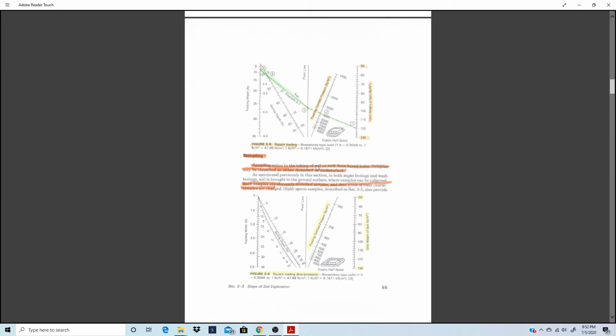Sampling refers to taking the soil or rock from a bored hole. Sampling may be classified as either disturbed or undisturbed. Such samples are obviously disturbed, like what we did, and thus some of the characteristics changed. So when we brought it in, some of the properties of our sample changed.